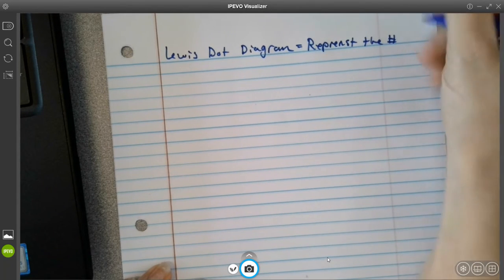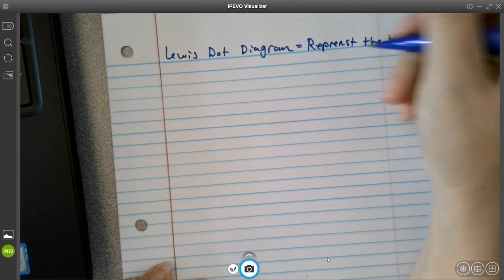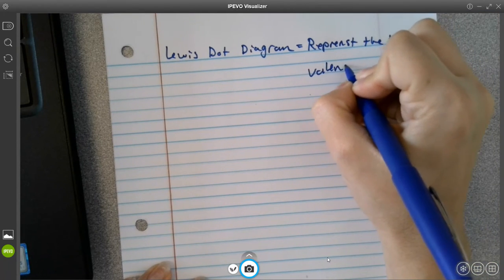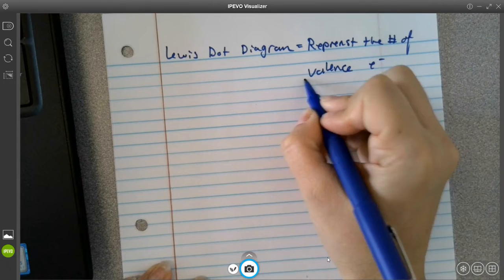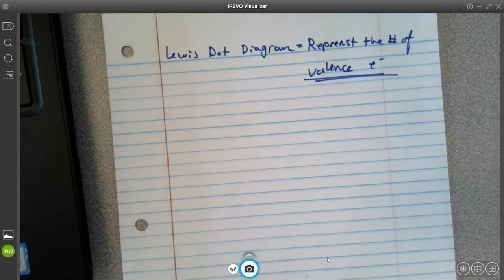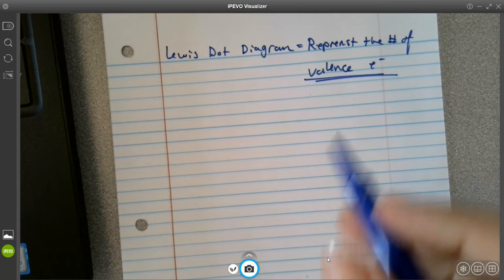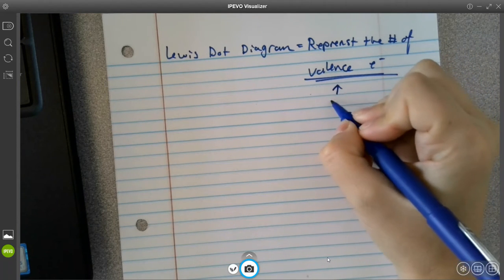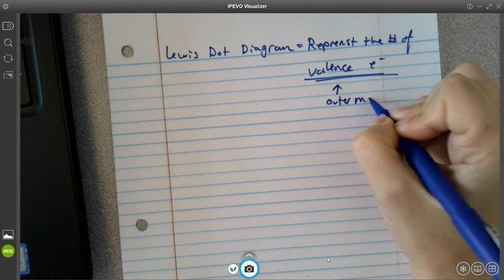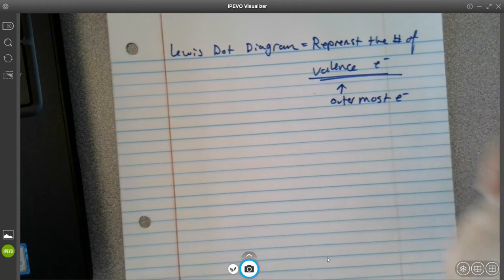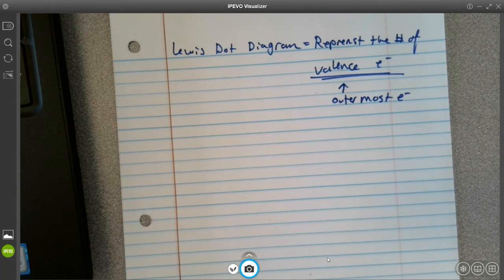And your Lewis dot diagram is going to represent the number of valence electrons. And if you recall from our last lecture where we were talking about our Bohr models, valence electrons are your outermost electrons in your Bohr model.